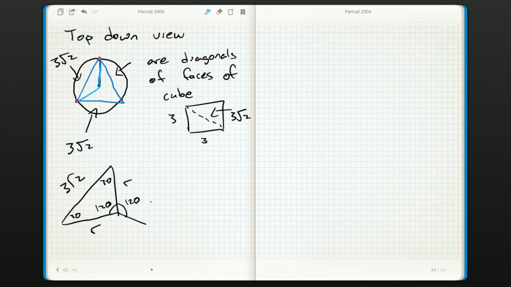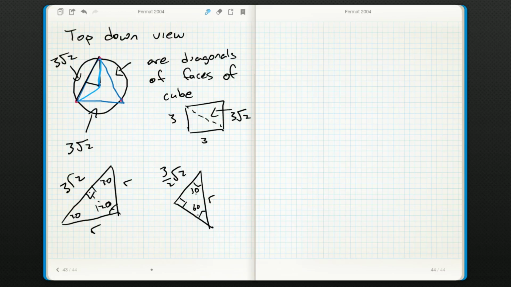I want this radius. At least I think I do. What's the best way to get it? I suppose we could probably use something like sine law, but you know what I'm going to do? I'm going to chop this in half. We're going to get 60, we're going to get 30. We're going to get 3 halves root 2 instead of 3 root 2 because we cut them in half. And because it's a chord, a line from the center can cut it in half and give a right angle there. Also, you could just say it's because of an isosceles triangle.